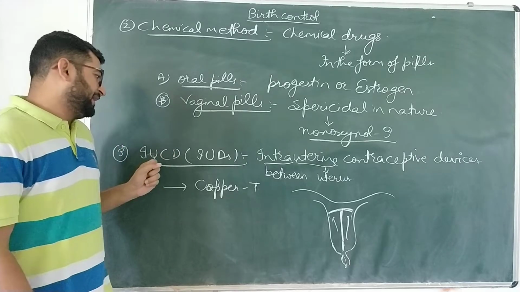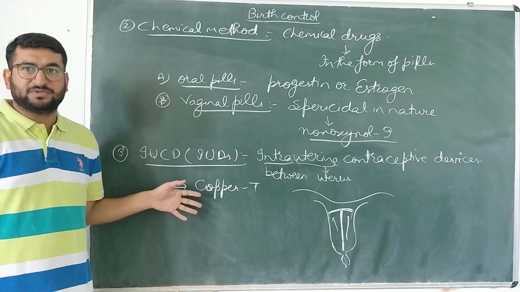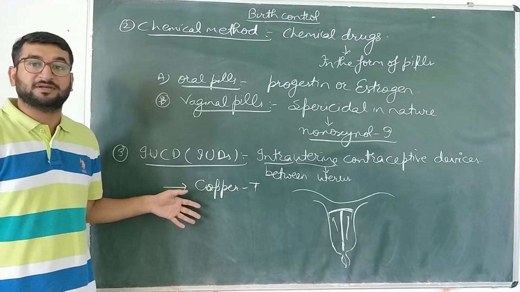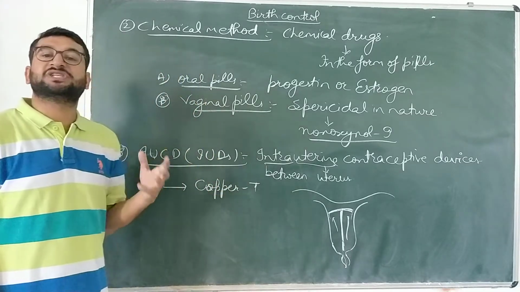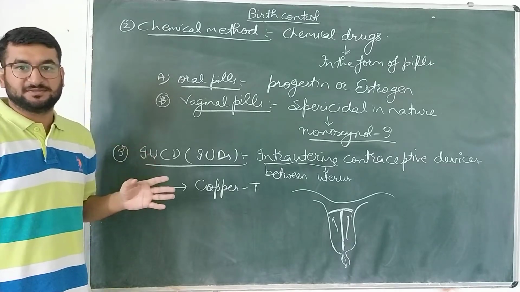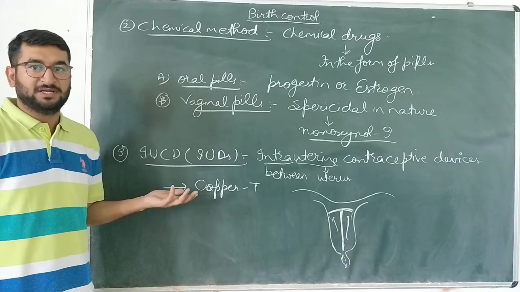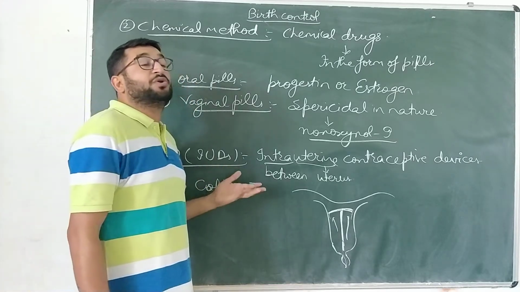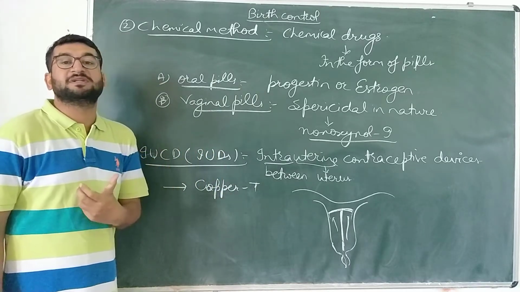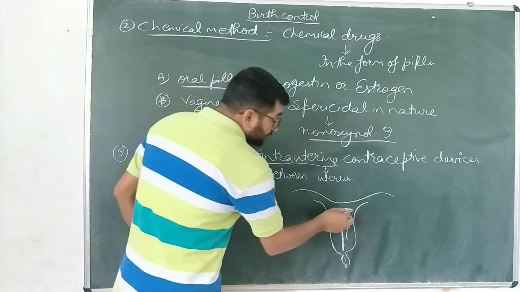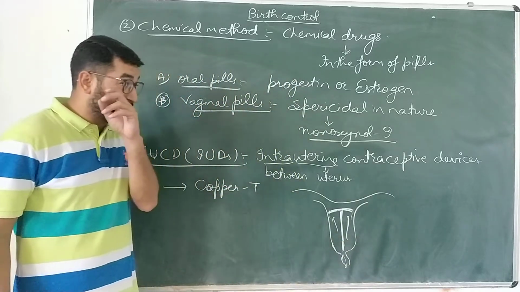But there are certain consequences of this copper T. The lady who is using the copper T must visit the doctor every 6 months. These copper Ts in the present days come for either 3 years or 5 years. Why must a female who is using copper T visit after 6 months? Because, first reason, this copper T may be dislodged from its position during the male sexual act.